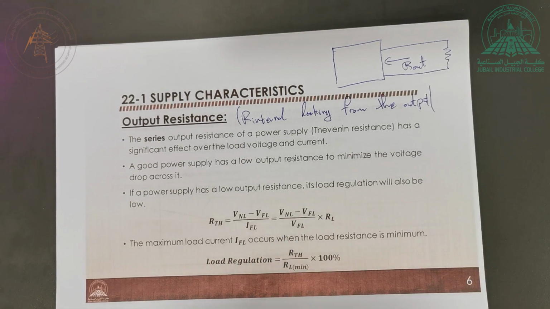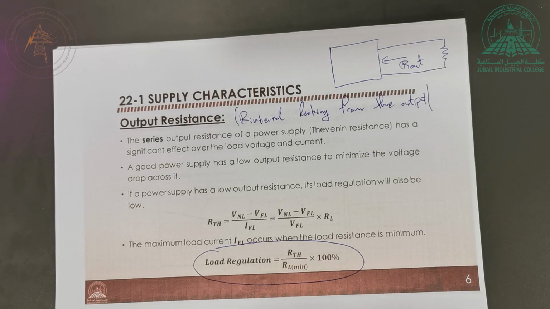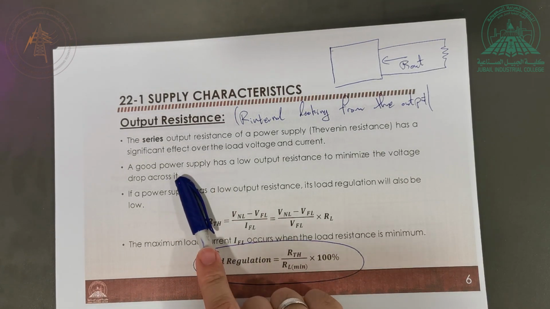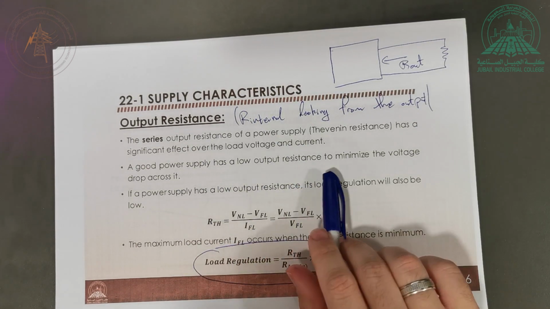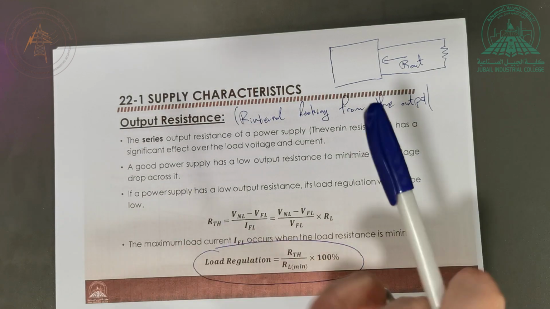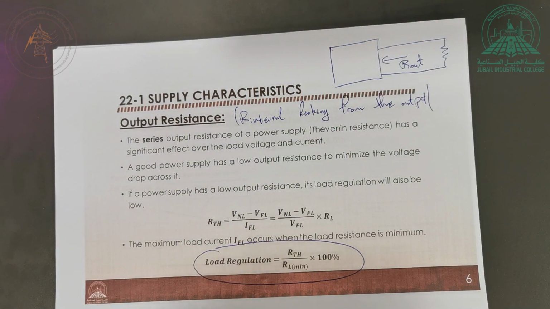Actually, they are related by this equation. So a good power supply has a low output resistance. Why? To minimize the voltage drop across it, to minimize the voltage that will be lost inside the power regulator itself. If a power supply has a low output resistance, its load regulation will also be low, which is required.